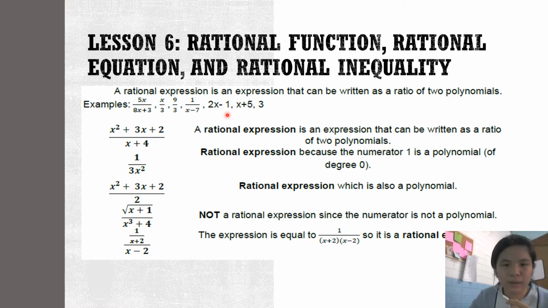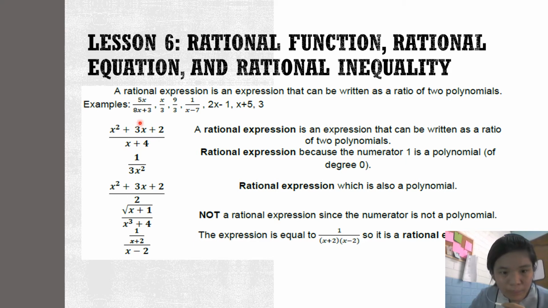Bakit rational expression itong 2x minus 1? Hindi naman siya ratio. Wala naman siyang denominator. Wala nga bang denominator? So, yung denominator po niya is 1. Kaya may ratio pa rin yan ng 2 polynomials. And 1 is a polynomial, right? It's a constant. How about x plus 5, same nang in-extend ko dito sa 2x minus 1. May denominator siya na 1. How about 3? Yes, 3 over 1. That's the ratio of two polynomials, a constant and a constant.